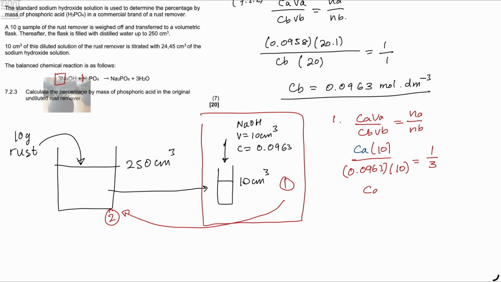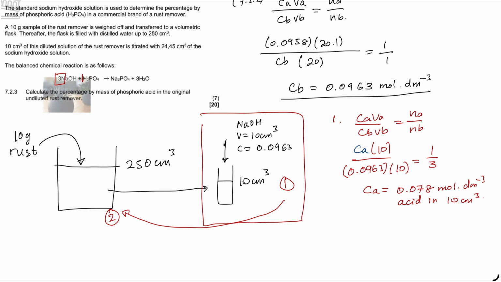The concentration of the acid is therefore equal to 0.078 moles per dm cubed. And this is the concentration of the acid in the 10 cm cubed. So once we have that, we can then move on to step 2.